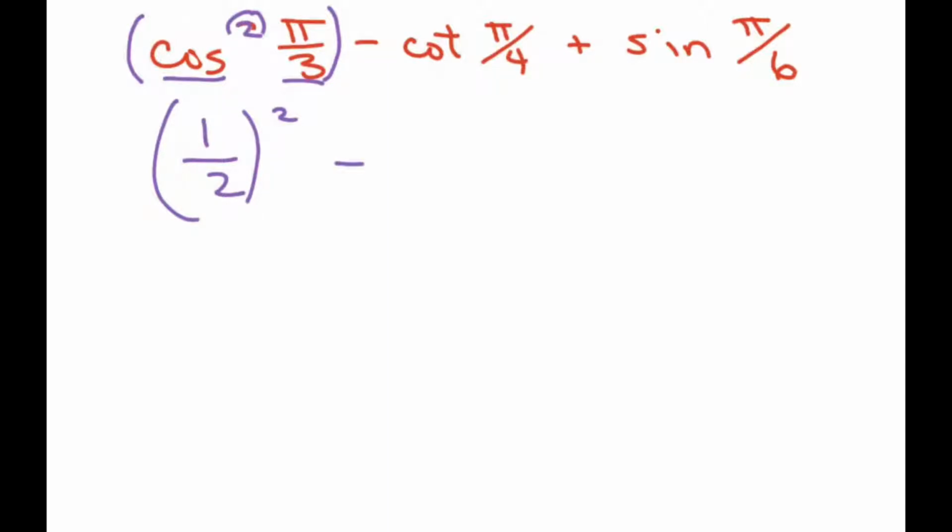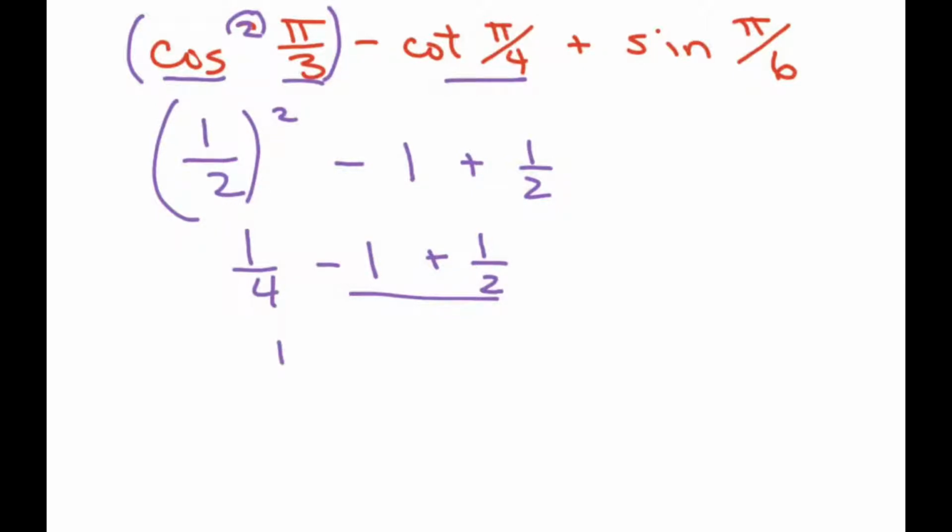All right, minus. Now, cotangent of pi over 4 is pretty easy. All your 45s, cotangent and tangent is 1, because you're dividing the same number. And then we have sine of pi over 6. Now, pi over 6 is the 30-degree one, and we know that sine is the shorter vertical length, so that's going to be 1/2. So what we get is 1/4 minus 1 plus 1/2. Negative 1 plus 1/2 is negative 1/2, so you have 1/4 minus 1/2.